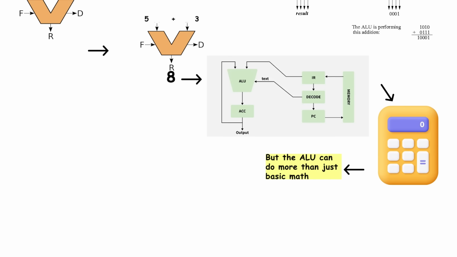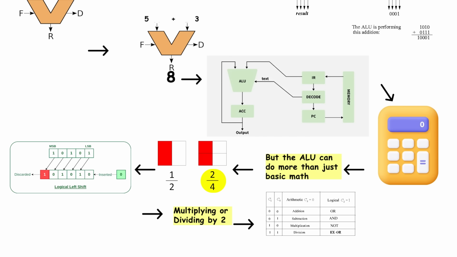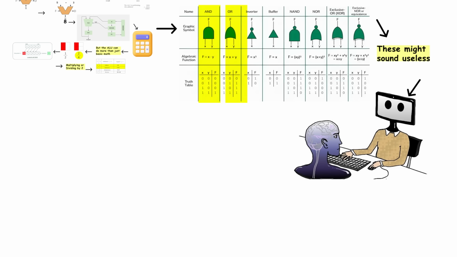But the ALU can do more than just basic math. It can compare 2 numbers and tell you which one is bigger. It can shift bits around, which is like multiplying or dividing by 2 really fast. It can perform logical operations like AND and OR that we talked about in level 1. These might sound useless, but they're actually how computers make decisions.